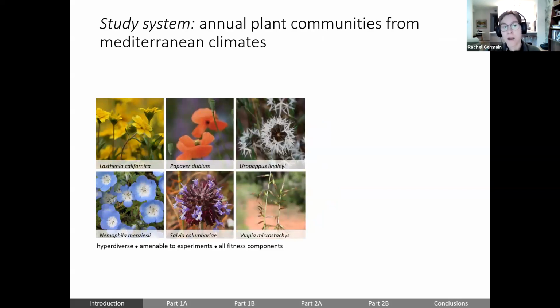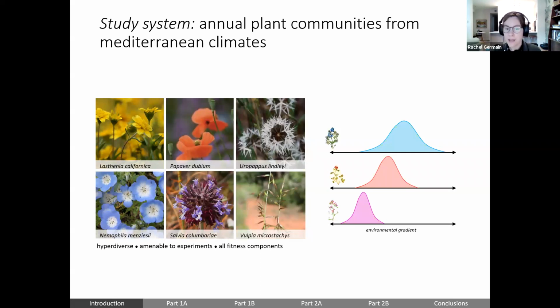I work primarily with a study system of annual plant communities from Mediterranean climates, although we are moving into other systems like duckweed and beetles right now, which is fun. These annual plants are great for a number of reasons. First, the communities are hyper diverse, and they tend to fall in biodiversity hotspots. Annual plants are extremely amenable to experiments because you can manipulate things, move things, and track all fitness components within a single growing season, which is great.